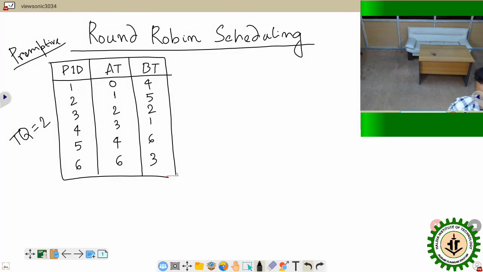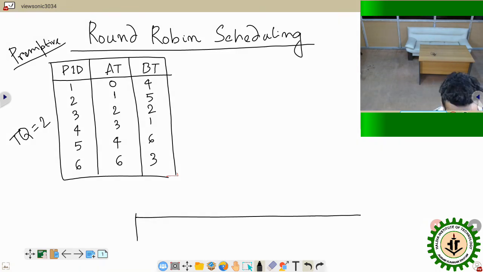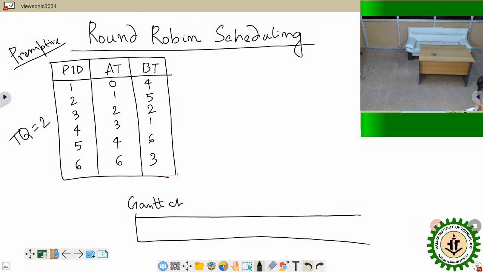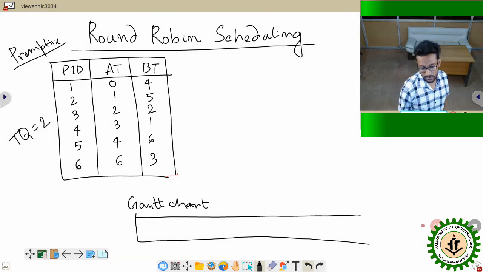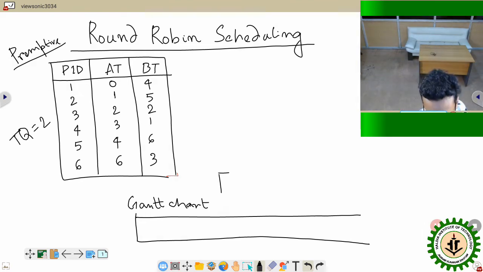As this one is the round robin scheduling, as with the previous examples, we basically require a Gantt chart to solve this problem. So I am drawing this Gantt chart here. It is not possible to solve using only the Gantt chart, so again I have to use another data structure called a queue.